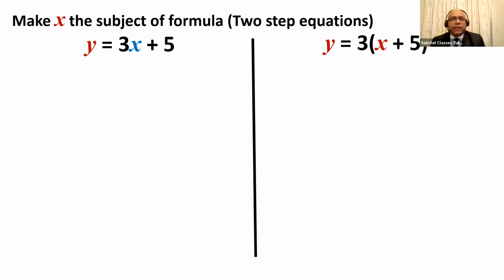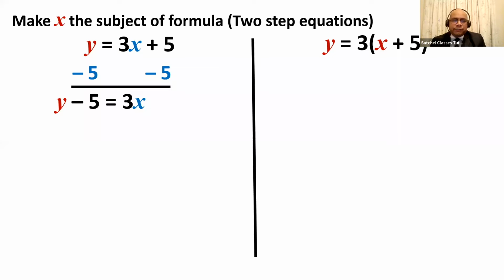We need to transfer everything apart from x onto the left hand side now. First of all, let's transfer the plus 5, because 3 is multiplied to x. So without having transferred the plus 5 first, I cannot transfer the 3. So to negate a plus 5, the inverse operation is minus 5. So I'll do minus 5 on both sides of the equation. On the right hand side, plus 5 and minus 5 makes a 0. So you're left with 3x on the right and y minus 5 on the left.